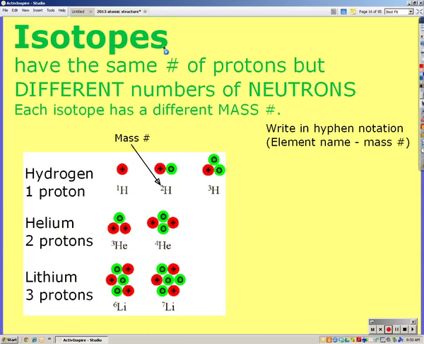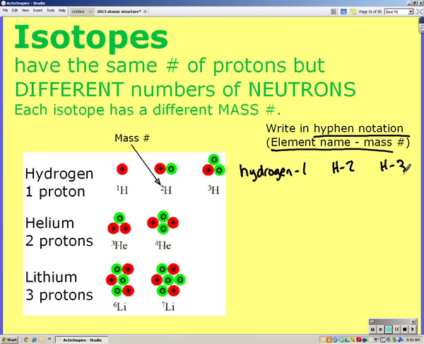You're going to be asked to write things in hyphen notation on some of your worksheets, quizzes, and tests. To do so, you just write the element name and then the mass number. This distinguishes different isotopes. So here we have 3 isotopes of hydrogen. We could write hydrogen-1 for our first isotope, or sometimes you'll just see it with the symbol and the mass number, as in H-2 and H-3.